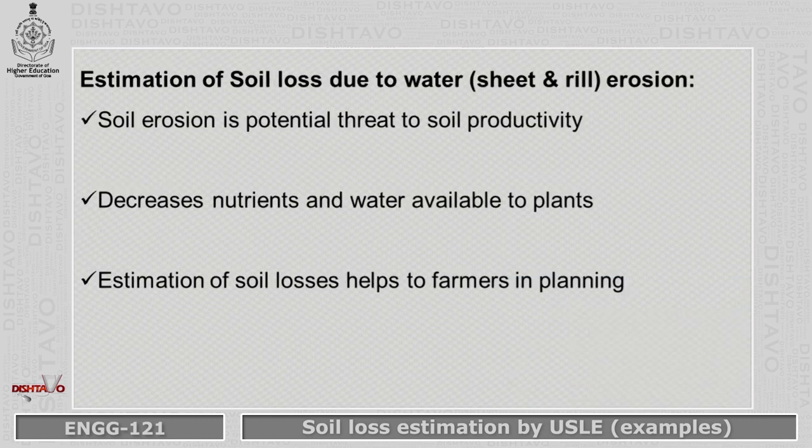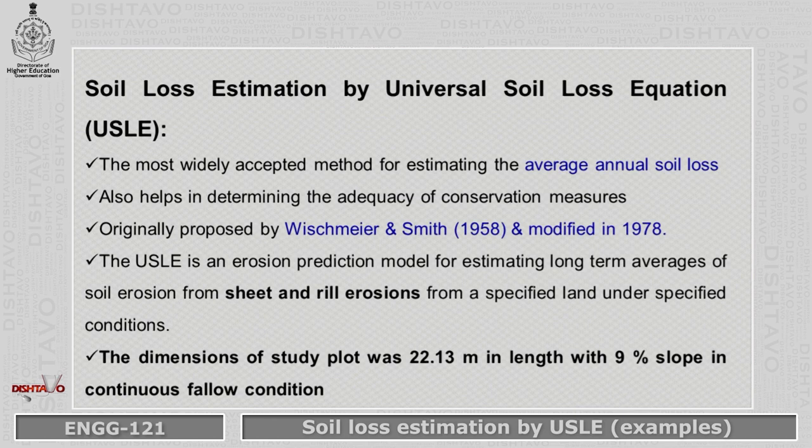Estimation of soil loss due to two types of erosion, that is sheet and rill erosion, will be calculated by this USLE equation. Soil loss is a potential threat to soil productivity and decreases nutrient and water availability to plants. Estimation of soil losses helps farmers in planning. Soil loss estimation by the universal soil loss equation, that is USLE.